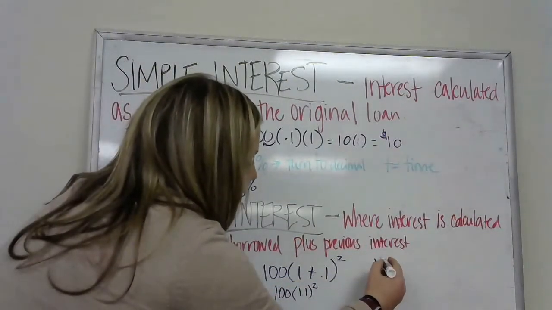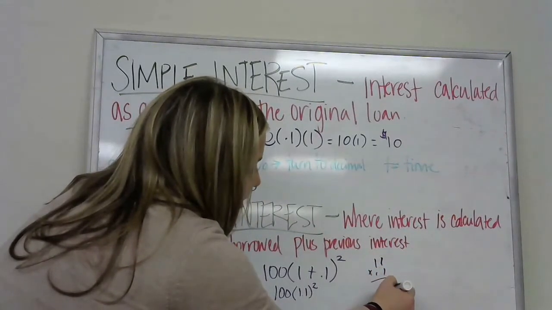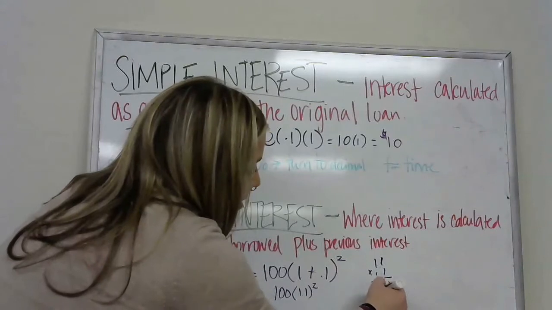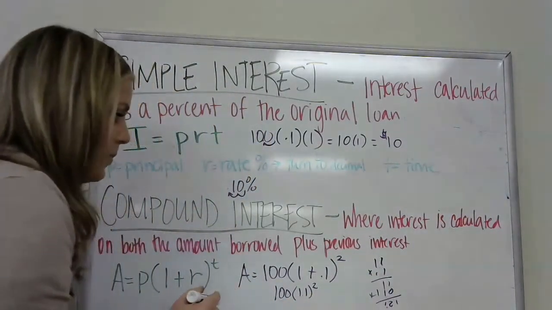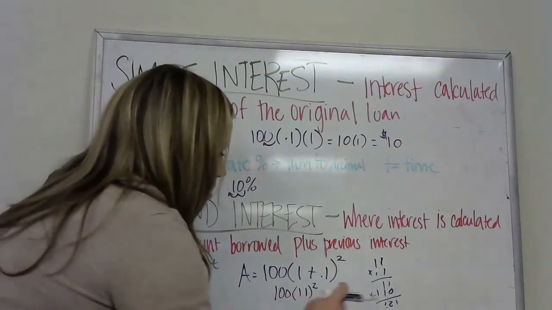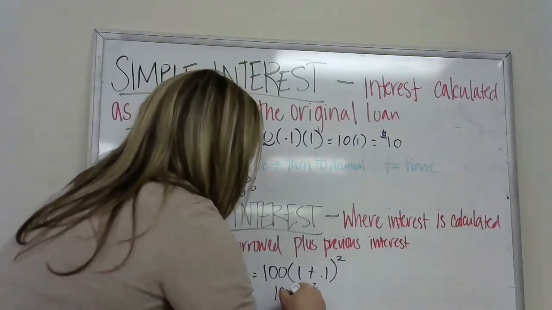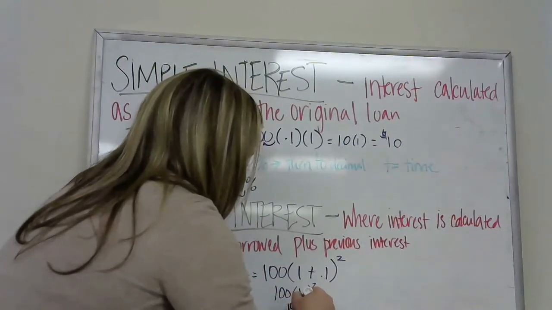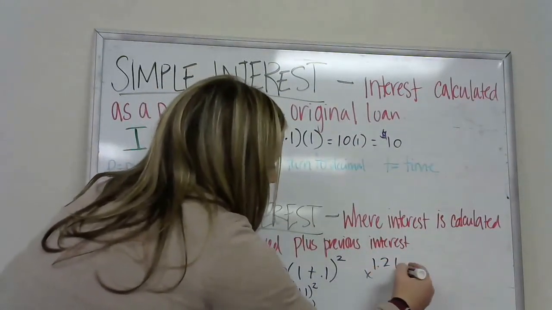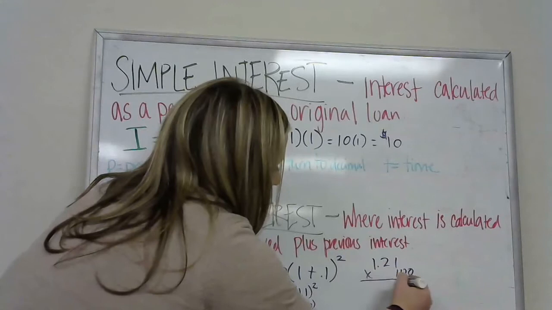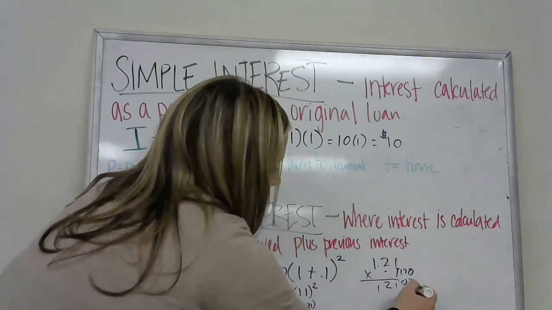Well, 1.1 times 1.1, 1, 0, 1, 1, is 121, so 1.21. Okay, so now, erase this, guys. So now we have 100 times 1.21. All right, so I'm going to do 1.21 times 100. Okay, boom, boom, 121, and I'm moving the decimal 2 places.